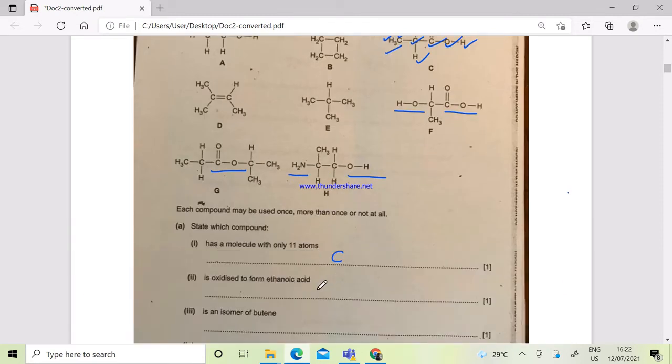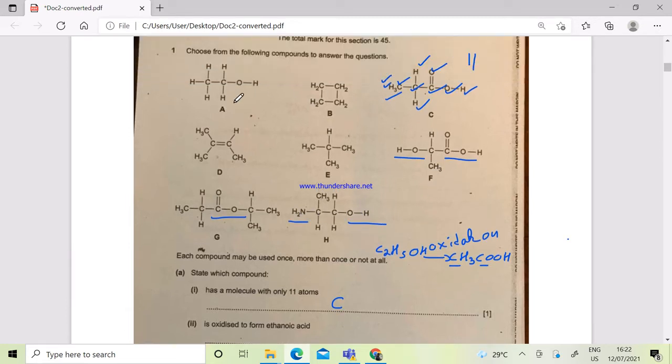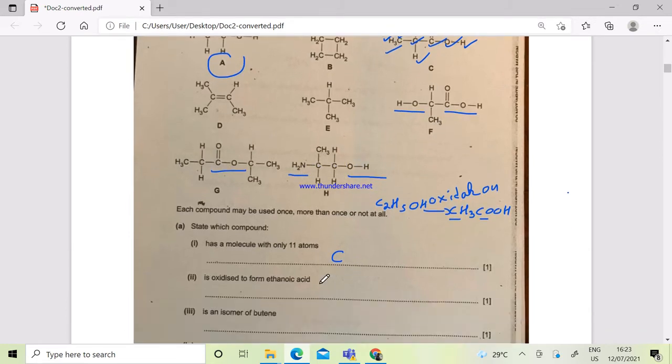Is oxidized to form ethanoic acid. So as you know, ethanoic acid formula is CH3COOH. So in order to obtain CH3COOH by an oxidation reaction, the reactant definitely should be alcohol. Which alcohol to get 2 carbons? Definitely should be ethanol, which is C2H5OH. So the C2H5OH, if you find, that is going to be answer A.